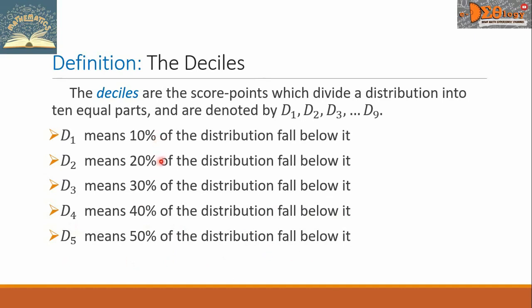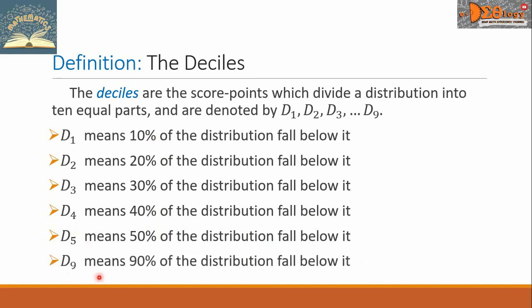I hope you can see a pattern on this. This pattern continues to d sub 6, d sub 7, d sub 8, and d sub 9 means 90% of the distribution fall below it.